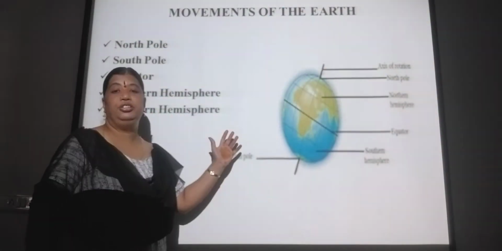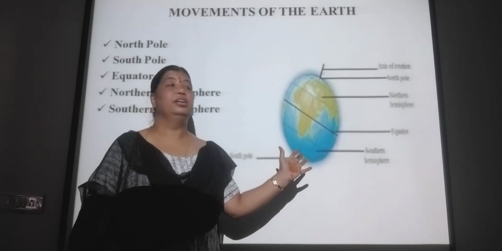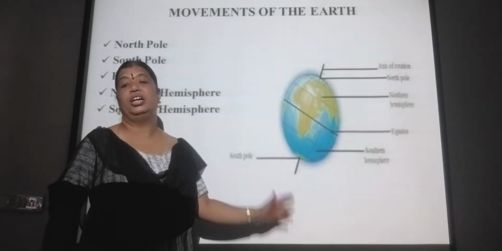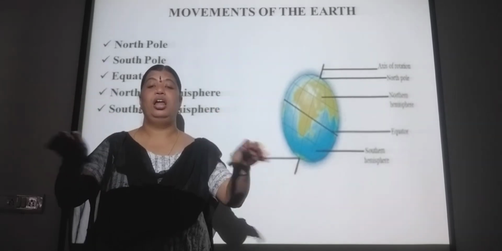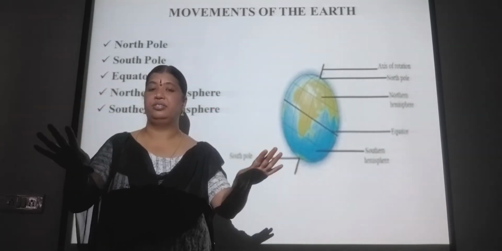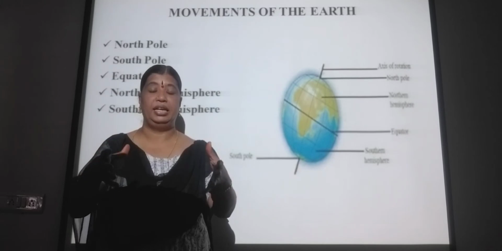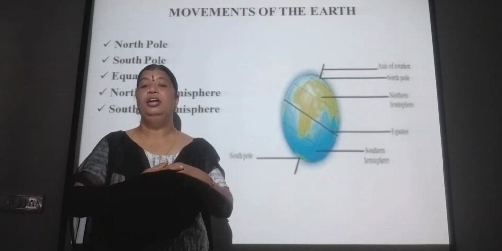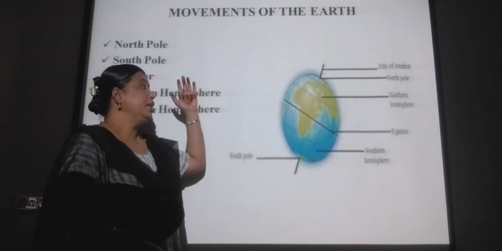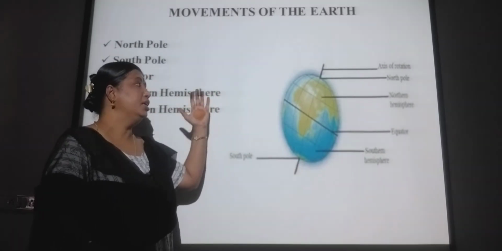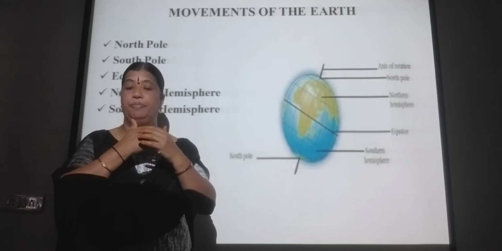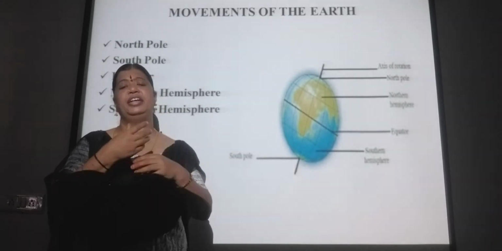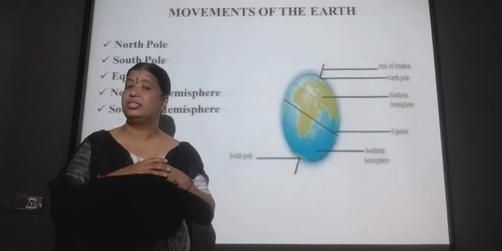Now, let us go into the very important part, that is the movement of the earth. Okay, so till now we have seen how the sun is and how the planets are formed from the sun and how it is moving and all. Now, let us look into the inner part of the earth. So, let us see how the earth is and how it is able to move and why we are getting so many changes on this earth.